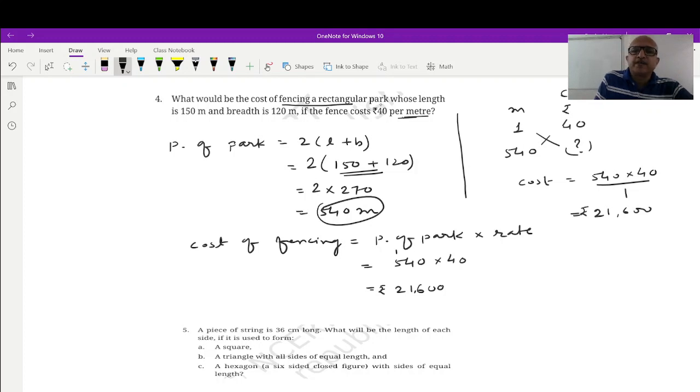So here we need to understand per meter. That means for each 1 meter cost is rupees 40. So the fencing, that length is 540. So what will be the cost? So we'll do cross multiplication. So either way we are getting the same answer. I hope this is clear. Okay. Keep revising and keep practicing.